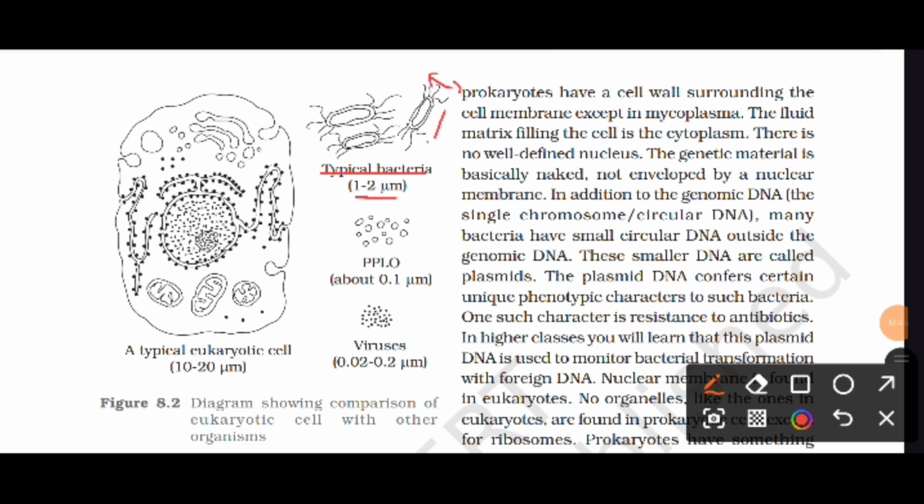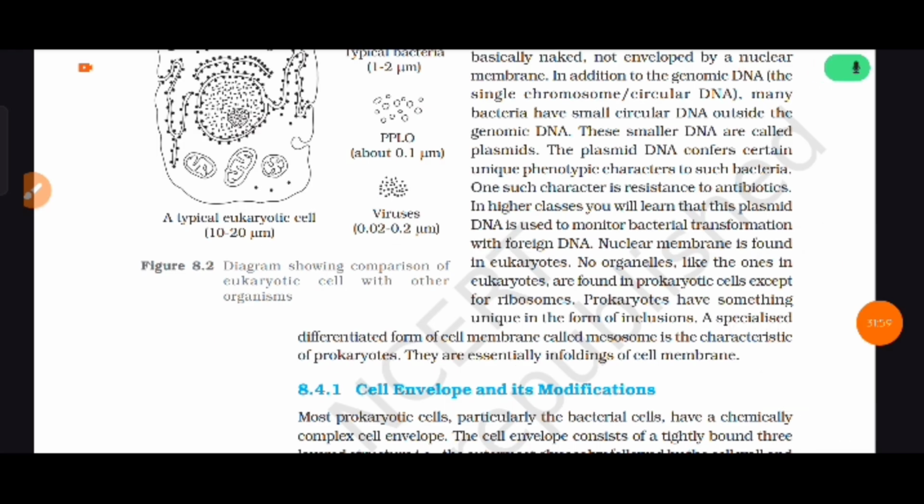PPLO is 0.1 micrometer. Viruses are 0.02 to 0.2 micrometer, and a typical eukaryotic cell is 10 to 20 micrometer. You will have to learn this. About the cell envelope and its modifications, we'll be studying in the next lecture video.